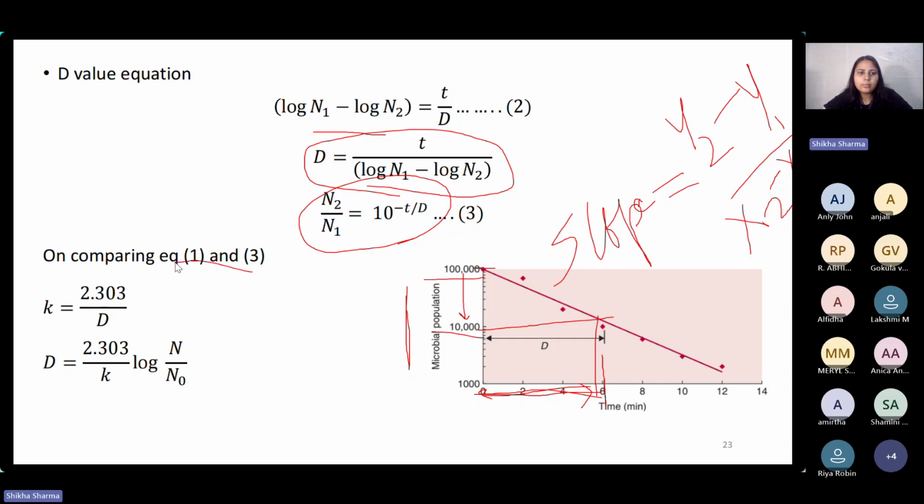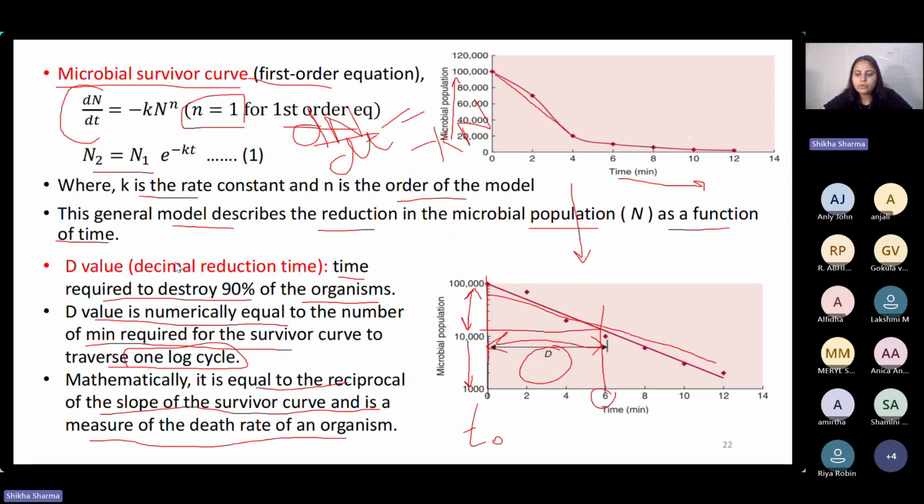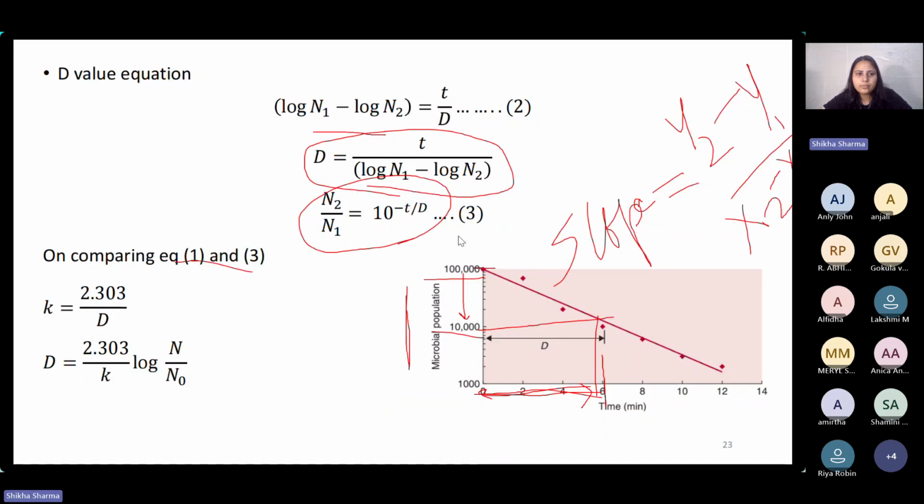So if we compare equations 1 and 3 with this equation and this equation, we can see that k equals 2.303 by D, or D equals 2.303 by k, log n by n naught.